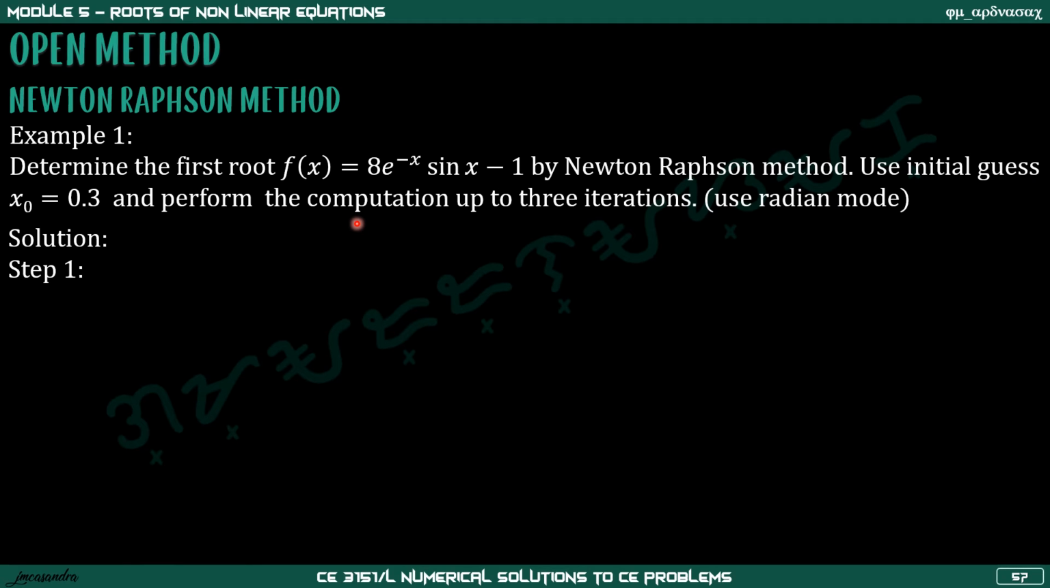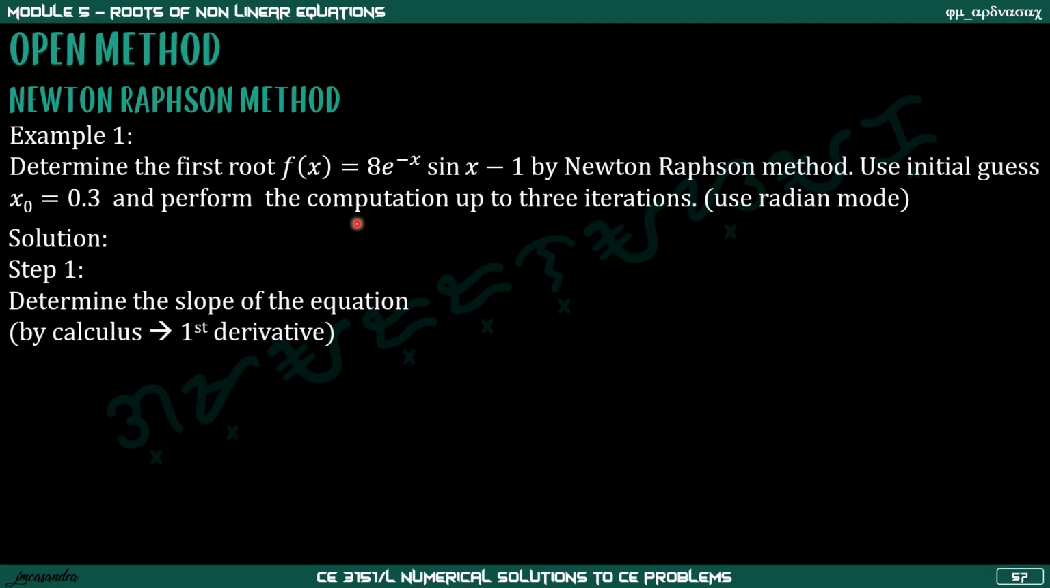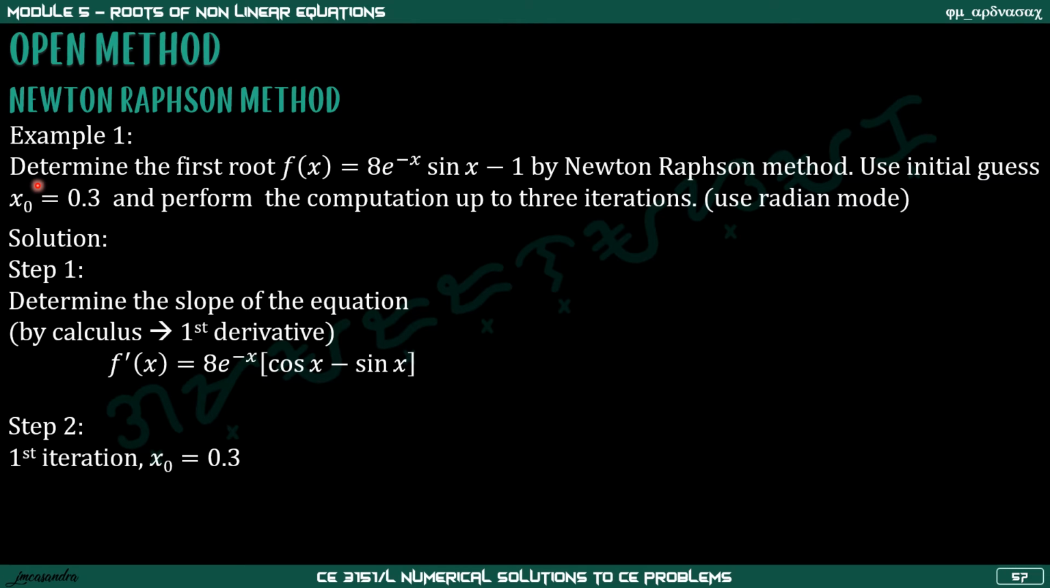So for our solution, for step 1, we first determine the slope of the equation. That is by determining the first derivative of the equation f of x. For this equation, the derivative will be given as 8 e raised to negative x times cosine x minus sine x. After computing the slope of our equation, f prime of x, we move to step 2 to determine our first iteration using x sub 0.